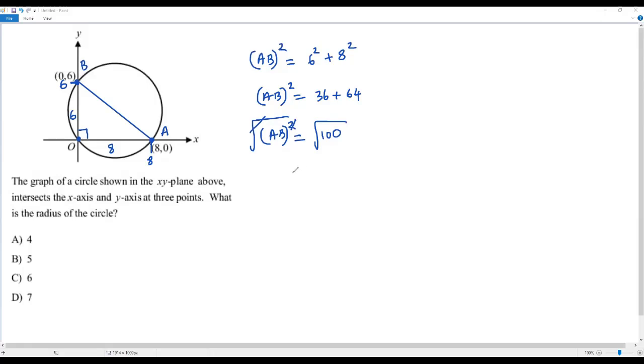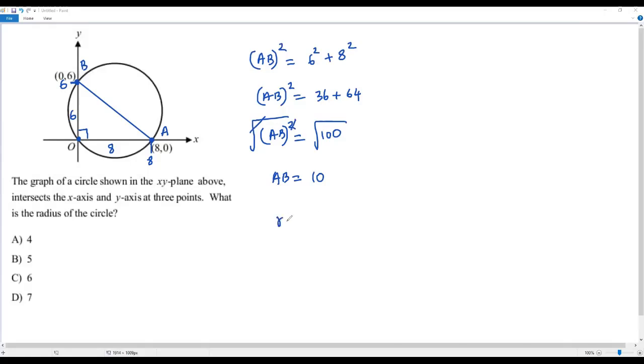Whenever we take the square root on both sides of an equation, we consider a positive or negative sign for the square root. But here I am going to consider only the positive sign, because AB represents the diameter of the circle, and the diameter can never be a negative value. So we get AB on the left side. We know that the square root of 100 is just 10. Already we know that AB is the diameter, so we got the diameter of the circle, that is 10 units.